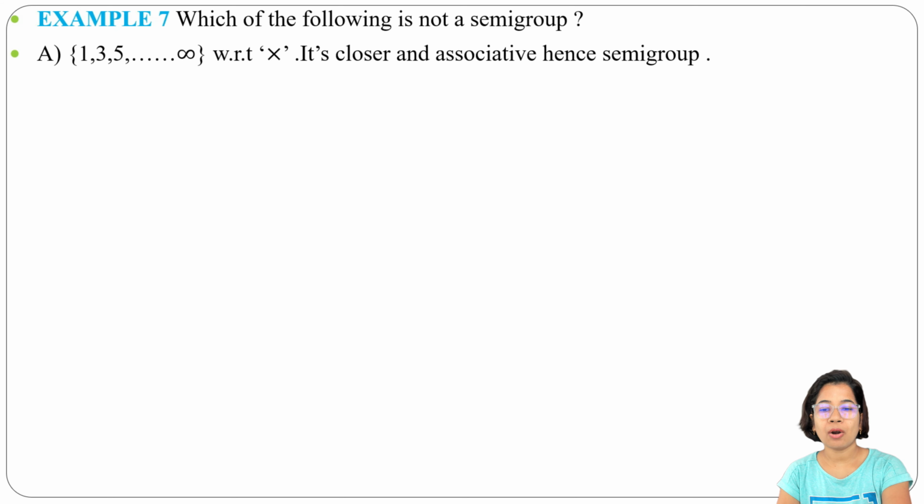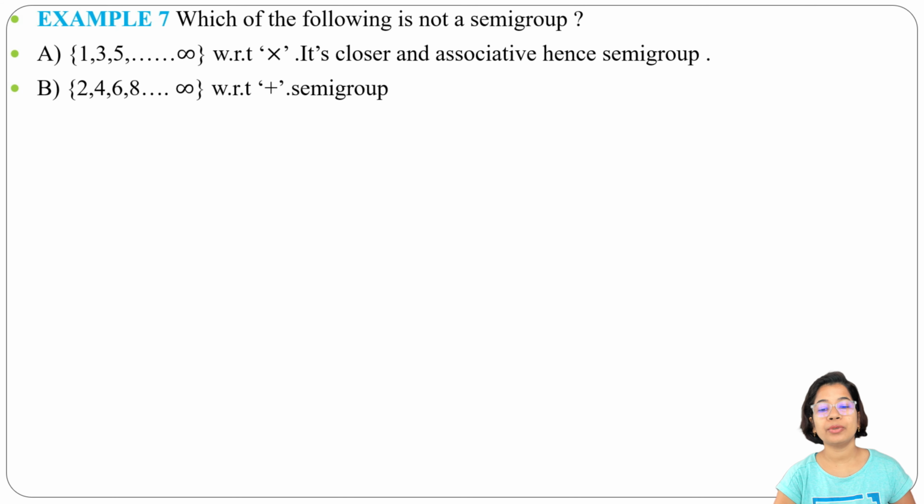It is saying odd numbers with respect to multiplication. If we multiply two odd numbers, like 3 multiplied by 5, it's 15. It's also odd, so I can say it is closure. Also it is associative as multiplication is associative. Hence it's a semigroup. Next option B: 2, 4, 6, 8, till infinity, with respect to addition. If we add two even numbers, like 4 plus 6, it's 10. It's also an even number, hence it is closure. Also it is associative as addition is associative. So you can say option B is a semigroup.